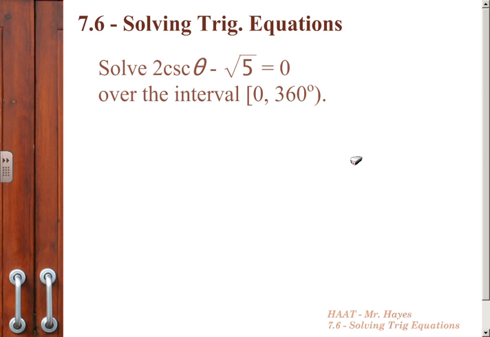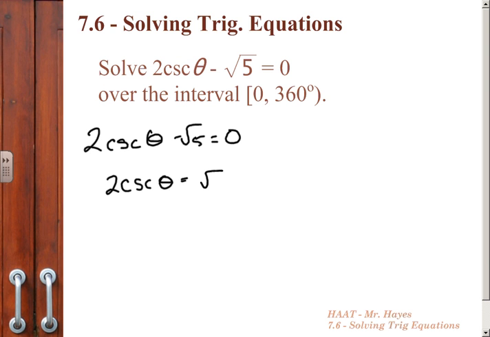One of the basic ones is if you have just one trig function in your equation, like we do here. So I only have cosecant here. That's what you're going to go through and solve for. So I would start off here with 2 cosecant theta minus root 5 is equal to 0, and you're going to treat cosecant theta just like a variable. So add square root of 5 to both sides, divide through by 2. So cosecant of theta is going to equal square root of 5 over 2.